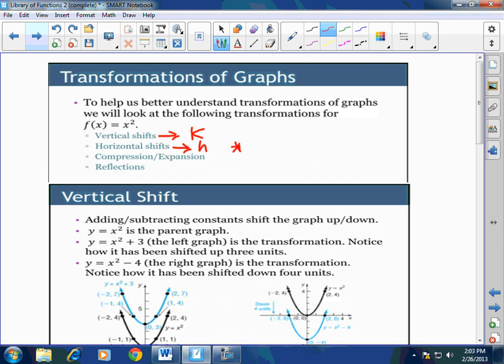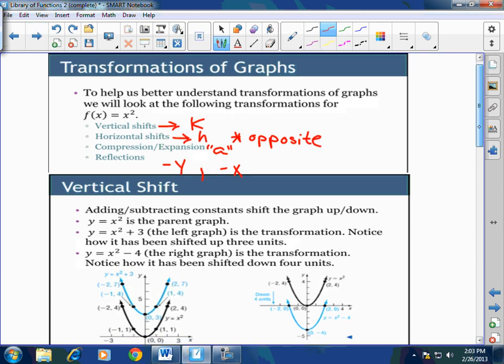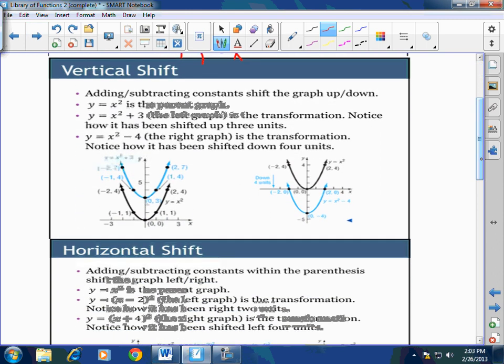Remember that it's the opposite, guys. Remember, if I have x minus h, that means you go to the right. Remember, the h is opposite. And then a compression or an expansion, you're dealing with the A. And then a reflection, you're either multiplying the whole thing by a negative or you're multiplying the x by a negative. We're dealing with negatives.